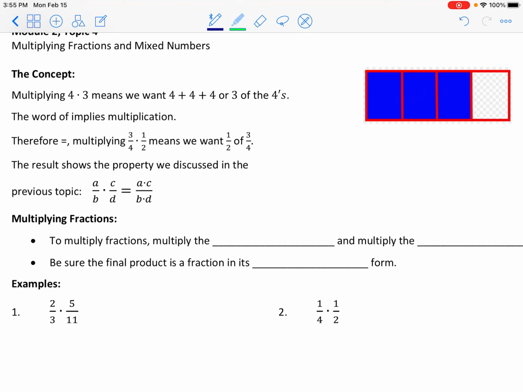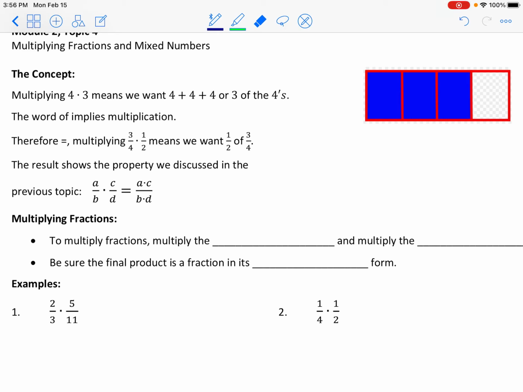For instance, when we're multiplying something like 4 times 3, we see that that's repeated addition. So 4 times 3 means I have 4 3 times, right? Or I have 3 of the 4s. So we can kind of replace that word "of" with the operation of multiplication. So the word "of" implies multiplication.